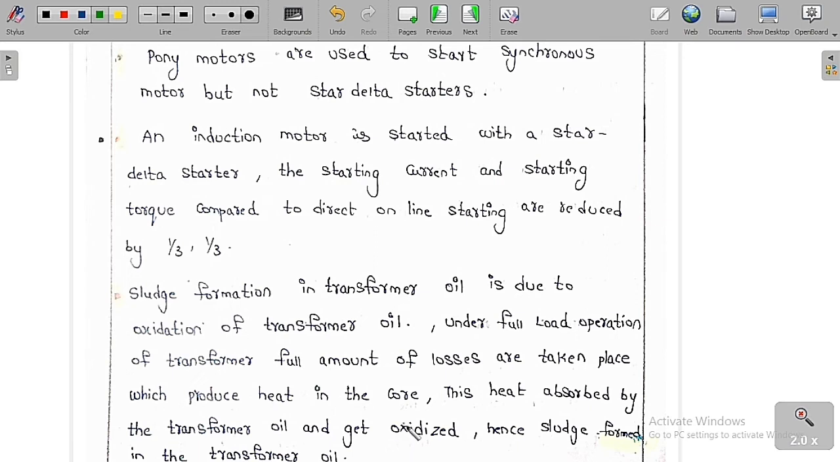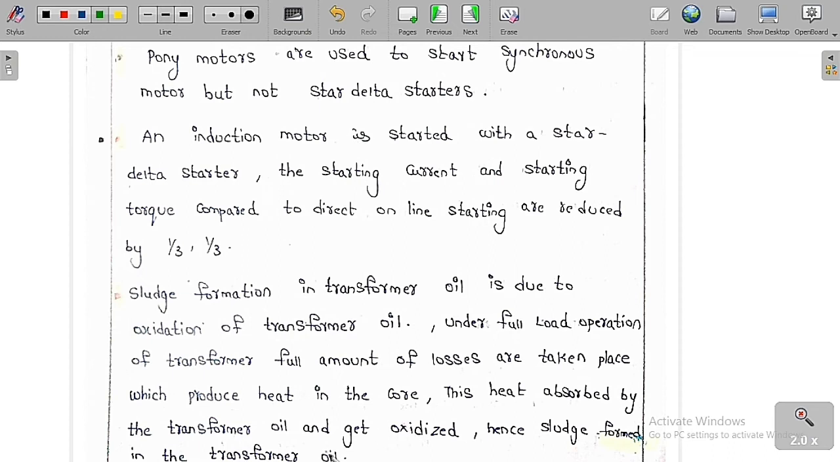So whenever sludge forms in transformer oil, it is due to oxidation of the transformer oil, because under full load operation of the transformer, the full amount of loss takes place, which produces a lot of heat in the core. This heat is absorbed by the transformer oil and gets oxidized, and hence the sludge forms in the transformer oil.